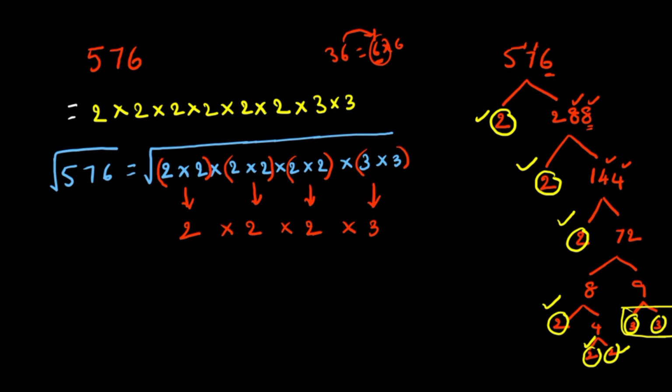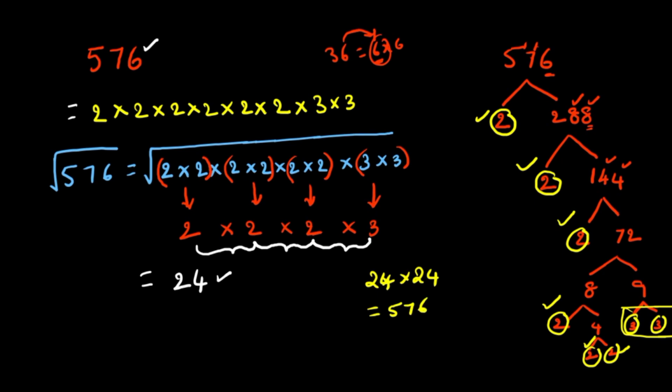Now you should multiply this, then you will get 2 into 2, 4, 4 into 2, 8, 8 into 3, 24. So the final answer is 24. So 24 is the square root of 576, and if you have any doubt you can check by multiplying 24 into 24, and you will get the answer 576. So this 576 is called the square of 24. This 24 is called the square root of 576.